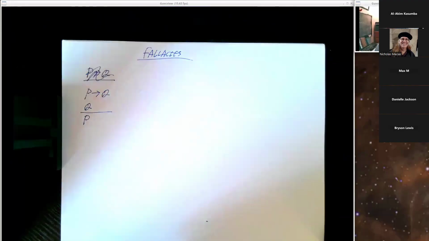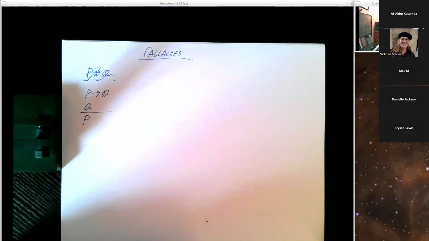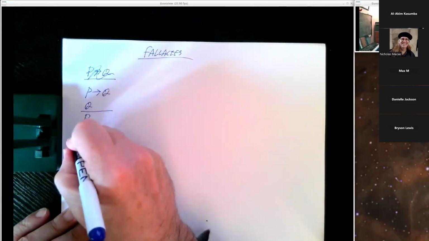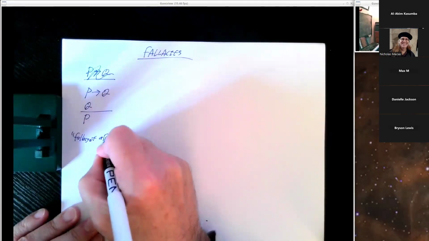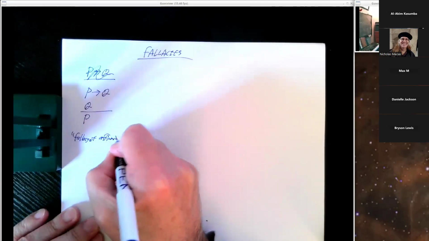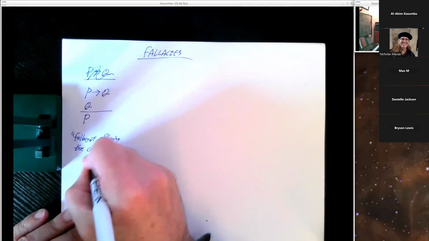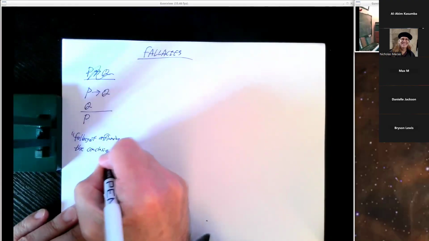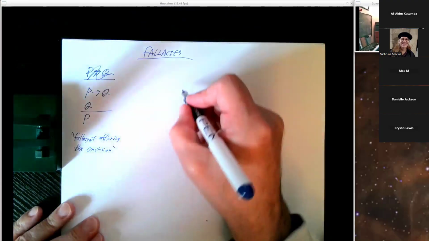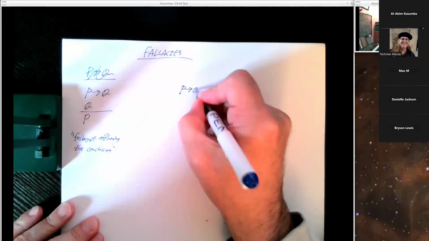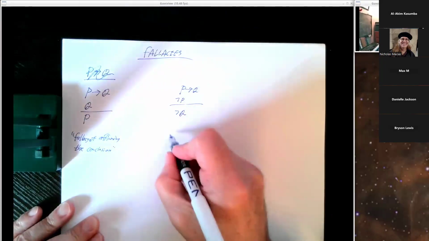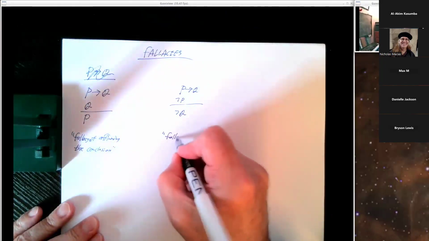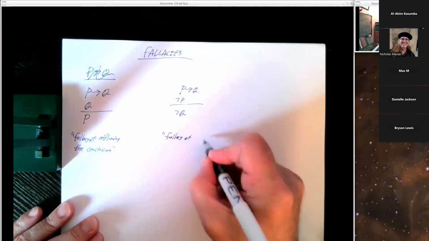If P, then Q, Q, therefore P. And this is called the fallacy of affirming the conclusion. And the other one is if P, then Q, not P, therefore not Q. And that's the fallacy of denying the hypothesis.